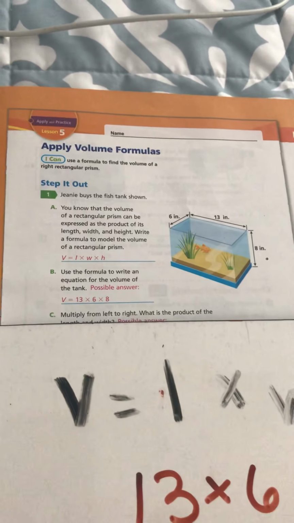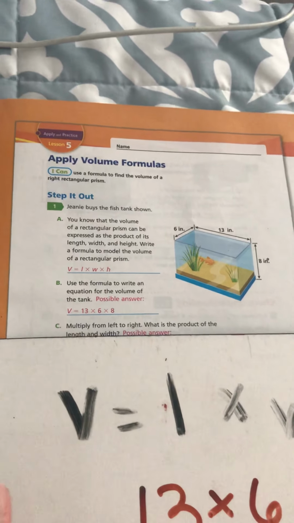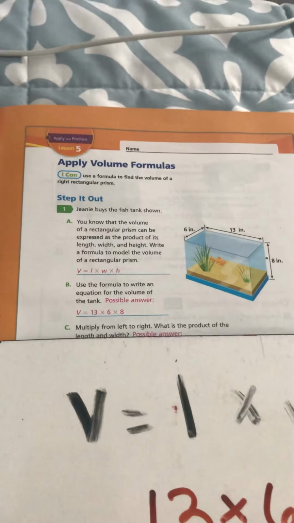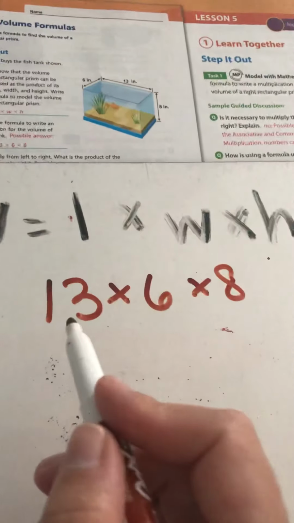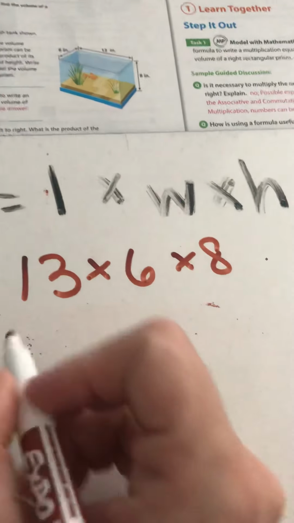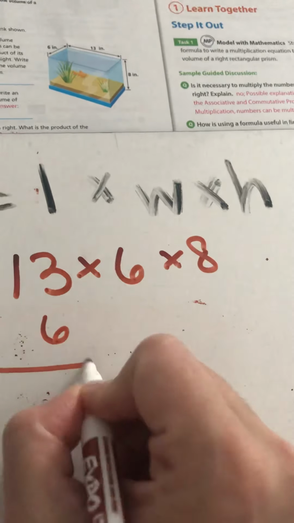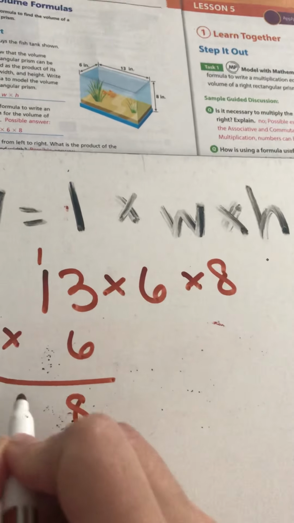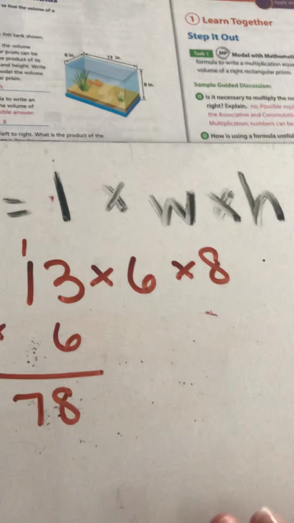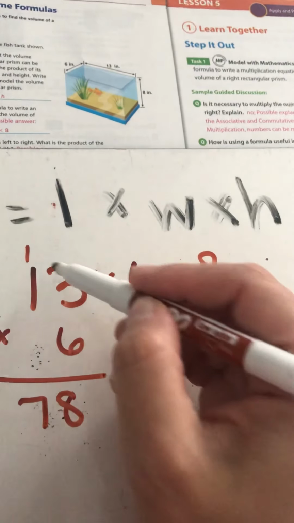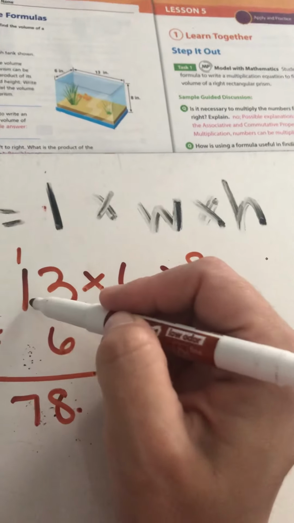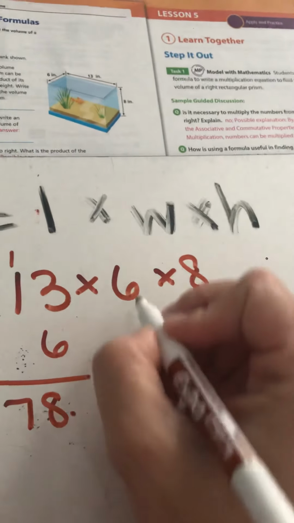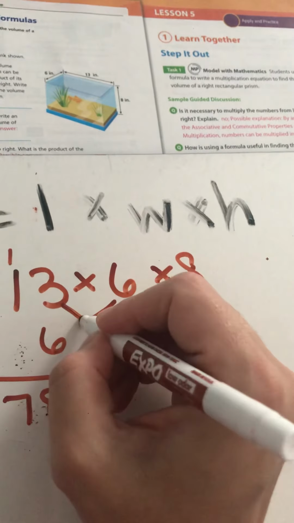Okay. Now multiplying from left to right, what is the product of the length and width? So left to right, we're going to multiply 13 times 6. 6 times 3 is 18. 6 times 1 is 6, plus 1 is 7, so 78. Let's just double check. 6 times 3 is 18. 6 times 1 is 6, plus 1 is 7, so 78. So now we solve this right here.